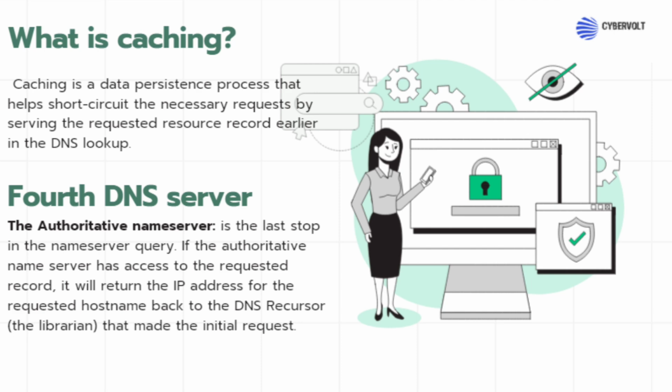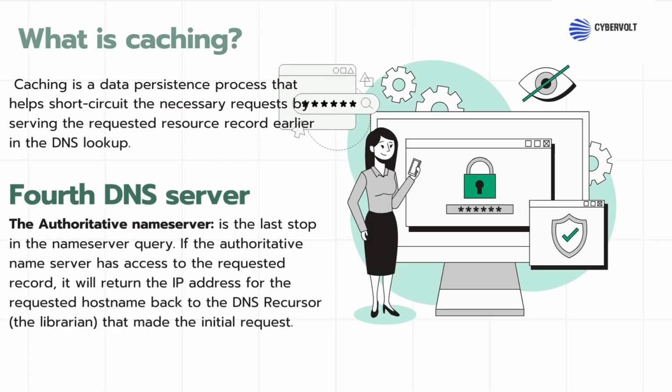The authoritative name server is the last stop in the name server query. If the authoritative name server has access to the requested record, it will return the IP address for the requested hostname back to the DNS recursor, the librarian, that made the initial request.